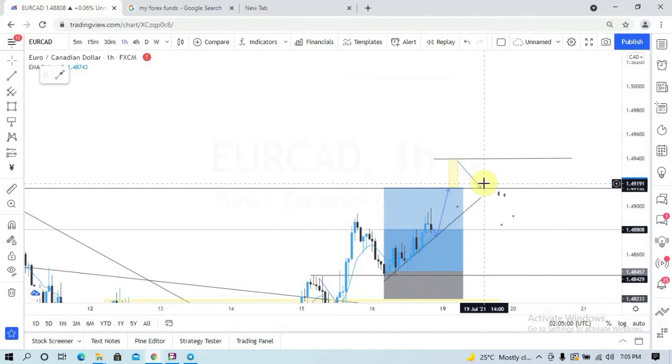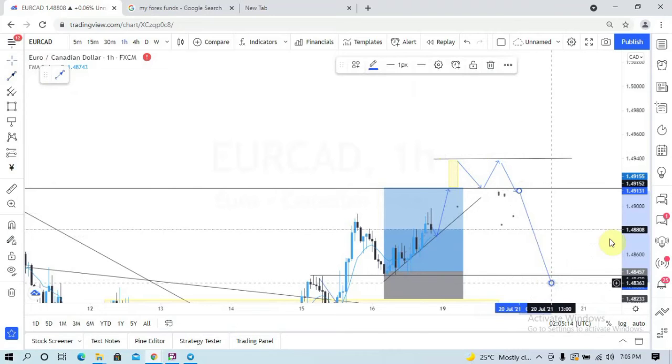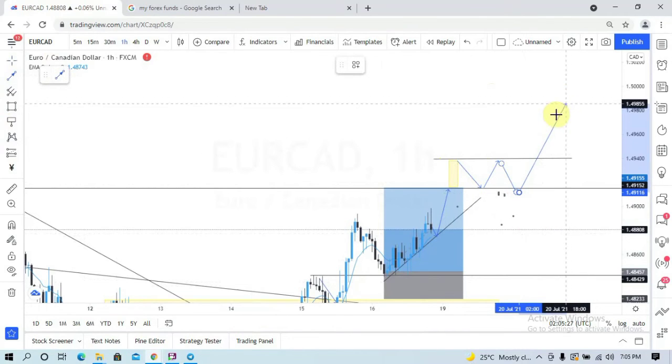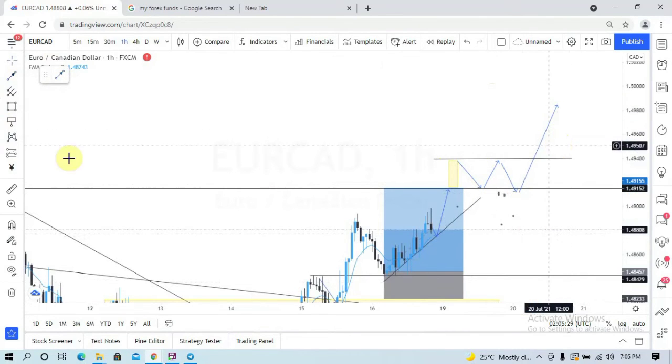Alright, so I'm expecting something like this. The market can consolidate for a bit, right? In fact, the market can break back into this range to retest the previous level to grab some liquidity. But what I'm expecting is this, that the market could make consolidation before exploding to the upside.